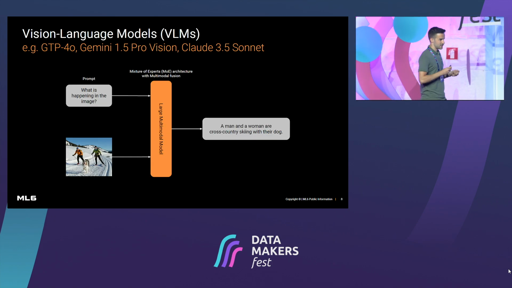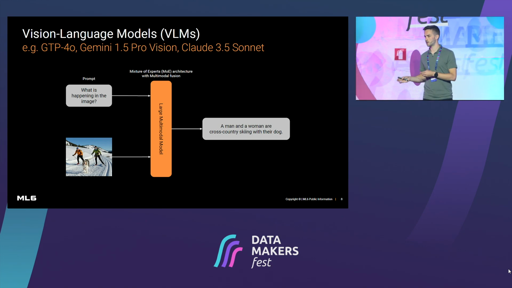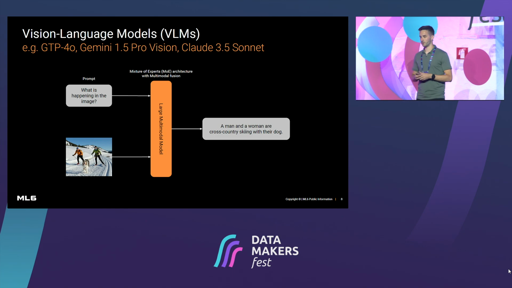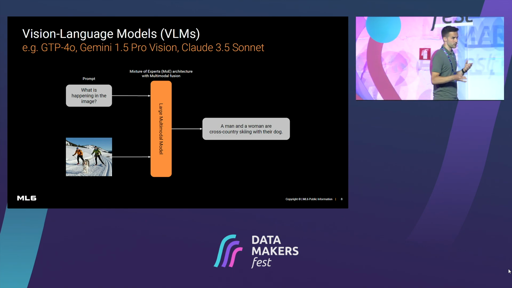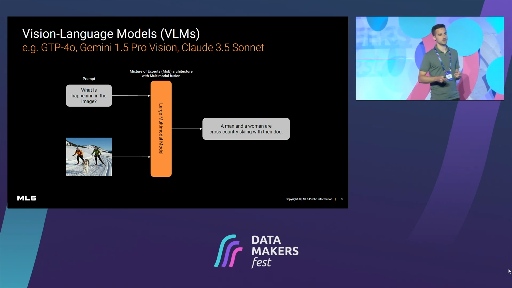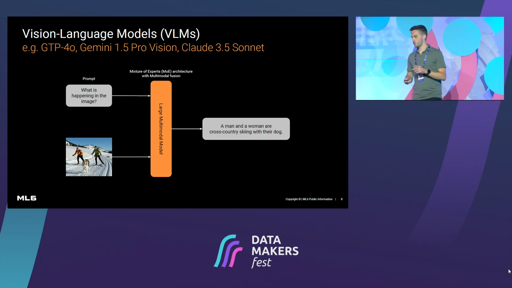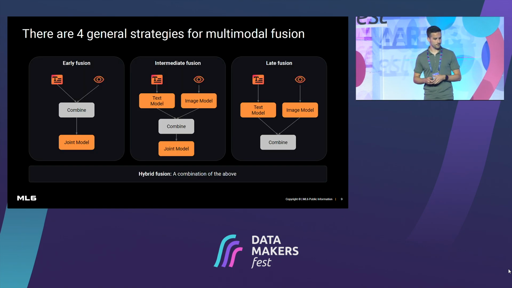So in the most simple sense, a vision language model, you have your two input modalities, text being your prompt, in this case, what is happening in the image, and of course the image itself, and then your output would be a man and a woman are cross-country skiing with their dog. Very simple example. For today, I don't want to dive into the technical details or the insights of these vision language models, but there is one technical detail that I do want to share, because it will come back later, it has quite some importance.